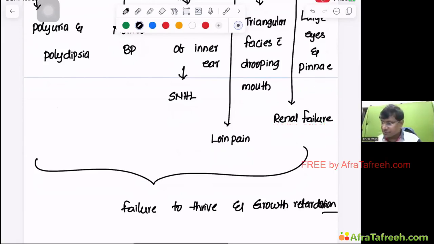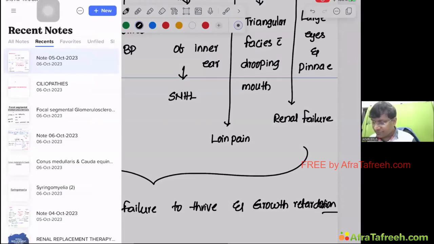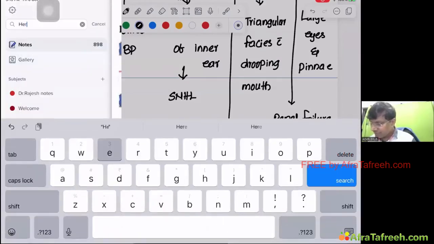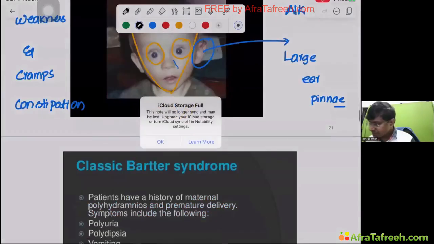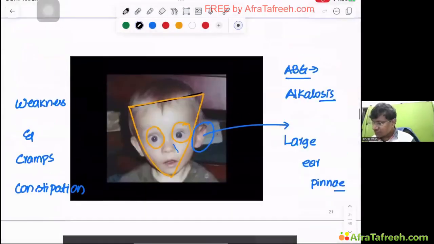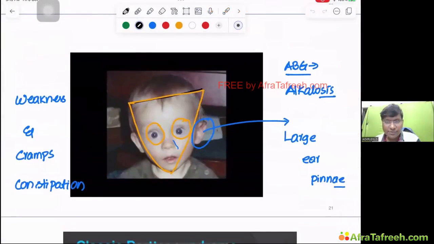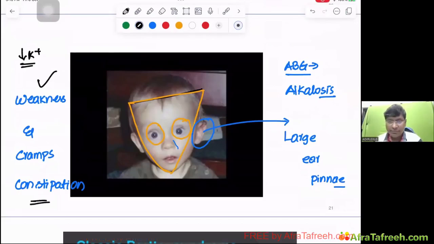And how will be the appearance of these individuals? I said that large eyes, triangular face, pinna. I'll just show you. Yeah, so this is the classical appearance: the triangular face, large eyes, and pinna. And because of hypokalemia, they'll have weakness and cramps in the muscle. And because of hypokalemia, there will also be gastroparesis. Gastrointestinal motility will not be there. So they'll have constipation.